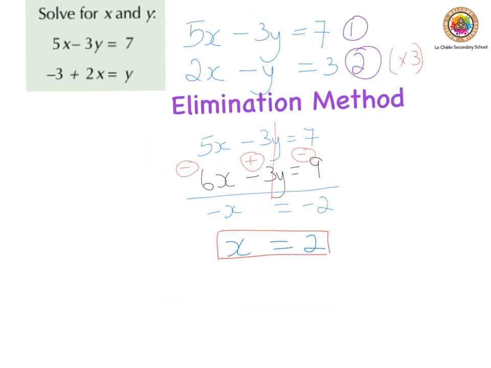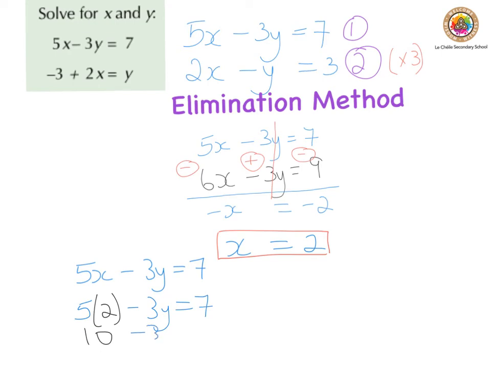And so now that I have my solution for x equal 2, I now go back and I write down, say, equation 1, 5x minus 3y equal to 7. And I use that x equal to 2 in order to get a value for y. So here I'm going to have 5, and instead of x, I'm now going to write down 2. Minus 3y is equal to 7. 5 by 2, well, that gives me 10. Minus 3y is equal to 7.